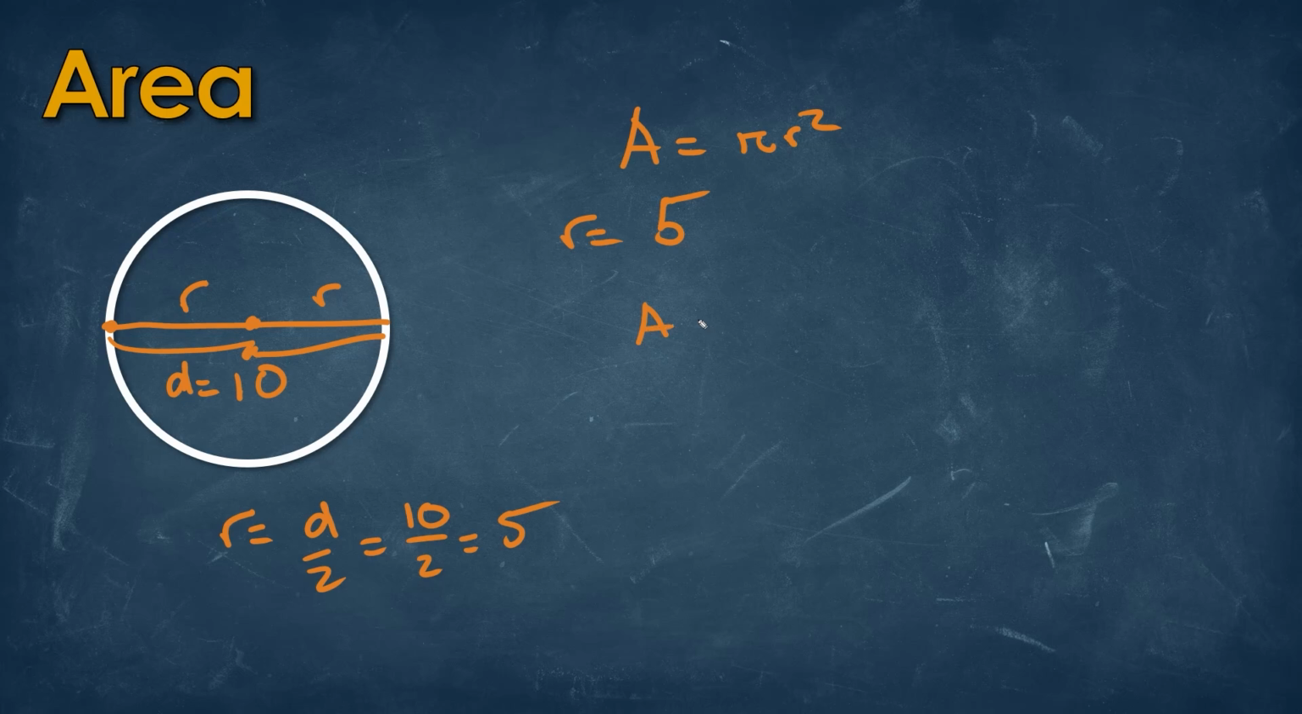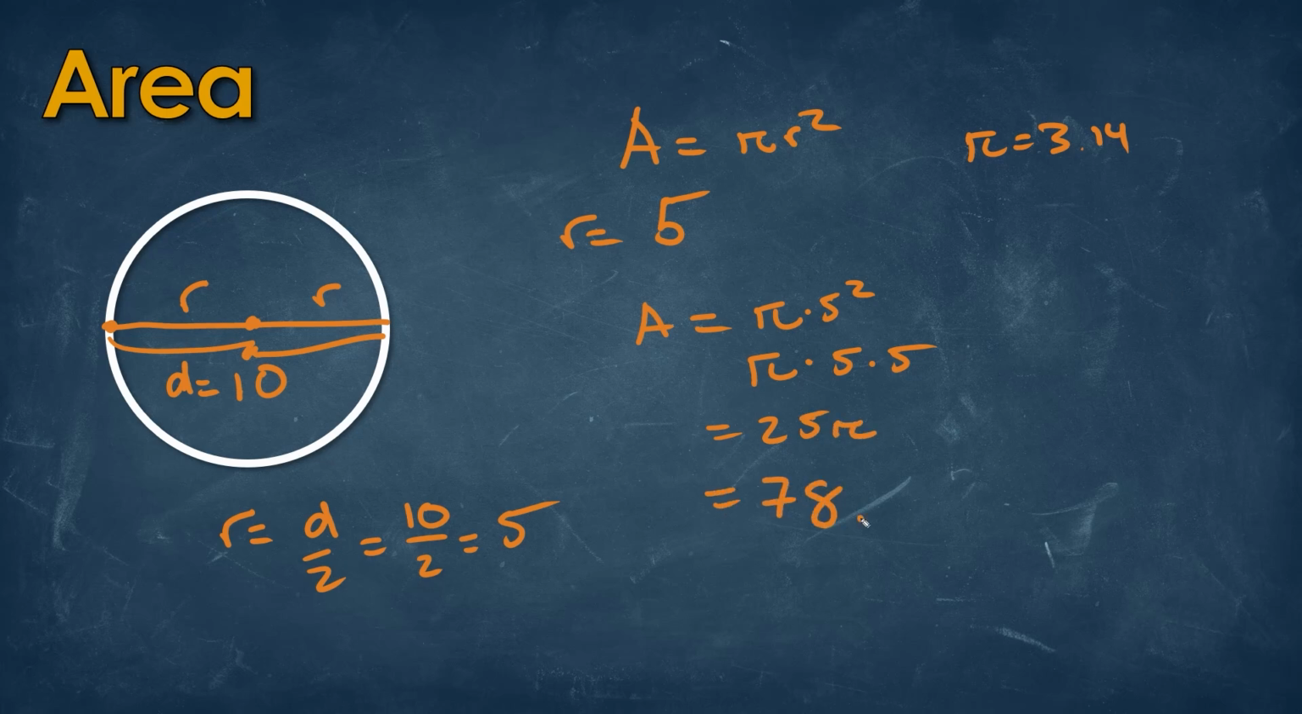Now if we wanted to plug this in, we multiply by pi times 5 squared. And remember that pi is equal to 3.14. So we'd have pi times 5 times 5. That would give us 25 pi. And if we multiply 25 by 3.14, we have an answer of 78.5.